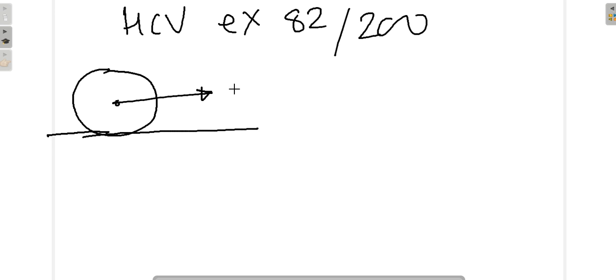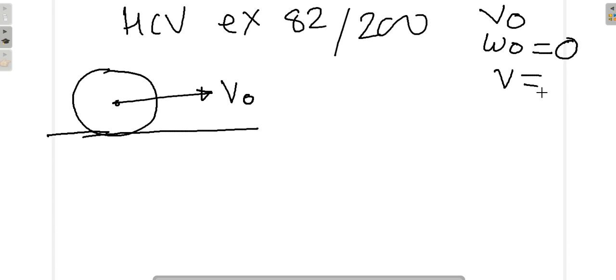So as a result, it moves with a speed v. Let me take this as v naught. It is easier to do it like this. So the initial velocity is v naught, but the initial angular velocity is given to be 0. Now for pure rolling, again we have the condition v is equal to r omega. So now v naught must decrease and omega must increase, so that at one particular stage they will match.